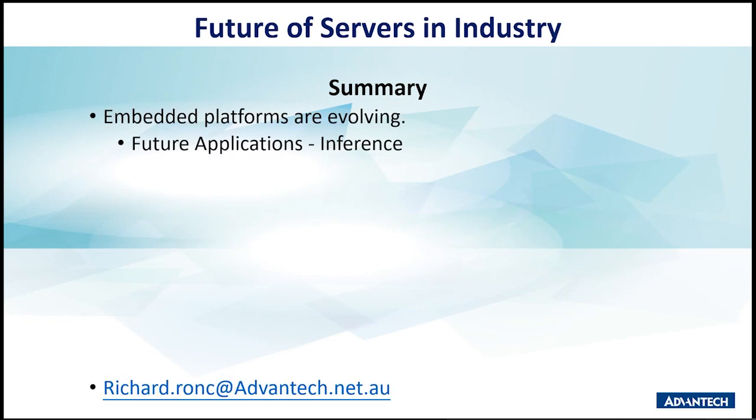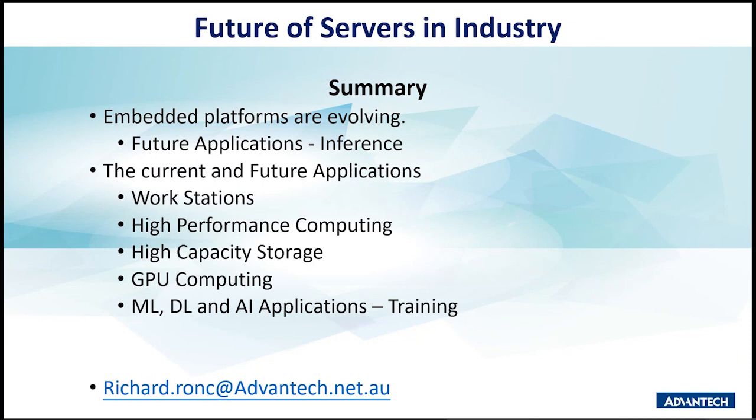In order to summarize, what we've covered is we've looked at the embedded platforms and we can see that they are evolving. Although I've spent a lot of time talking about the high performance side of things, embedded platforms have their rightful place and they are getting more and more powerful and they are taking capabilities lower and lower into industry, particularly when it comes to things such as inference for taking developed machine learning networks and deploying them to the field. But we've also taken, I think, a high level look at the current and the future applications, particularly when it comes to the workstations, the high performance computing, the high capacity storage options, GPU and AI applications.